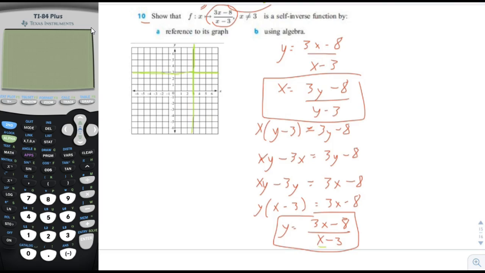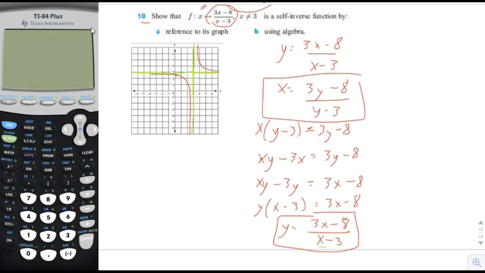And then let's find the y-intercept. If we put 0 in for x, we're going to get negative 8 divided by negative 3, which is 8/3, which is about 2 2/3, positive. So that would be like here. So we can already see that it's going to be a hyperbola like that. And if this one's down here, this one's up here.